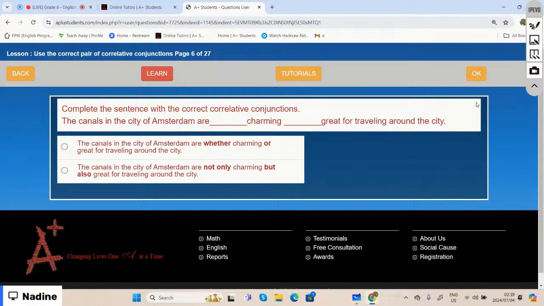The canals in the city of Amsterdam are, do they say, whether charming or great, or the canals in the city of Amsterdam are not only charming but also great for traveling around the city, or they are not only... so we can say the canals in the city of Amsterdam are either whether charming or great for traveling around the city.